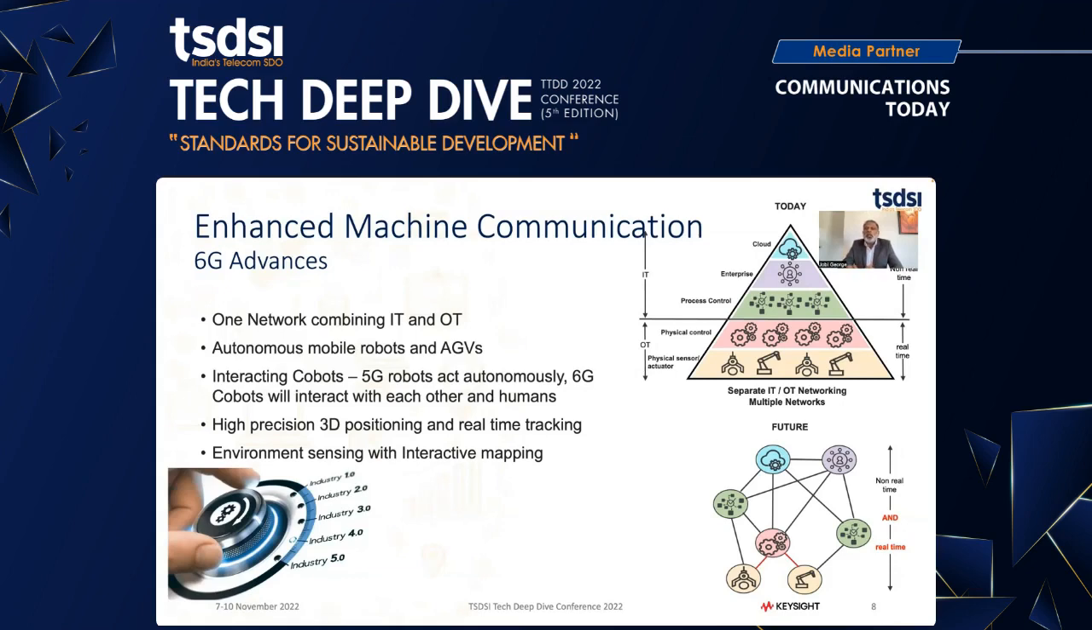Industry 4.0 is being supported with some of the new features coming in 5G itself. In 6G, we plan to add artificial intelligence to it and integrate both of these. That way, the current autonomously working robots will be changed to collaborative robots, which will act upon human instructions in real time. This requires high precision 3D positioning, real-time tracking, and environmental sensing with interactive mapping.